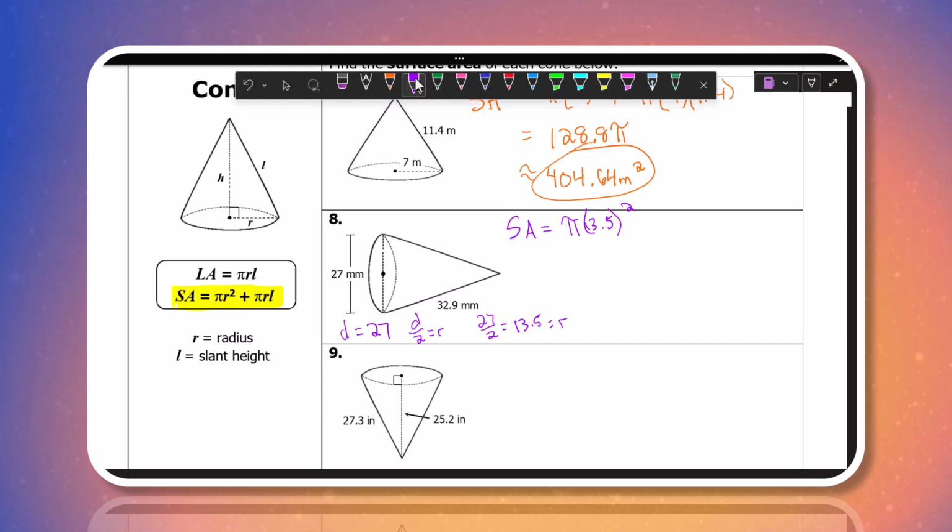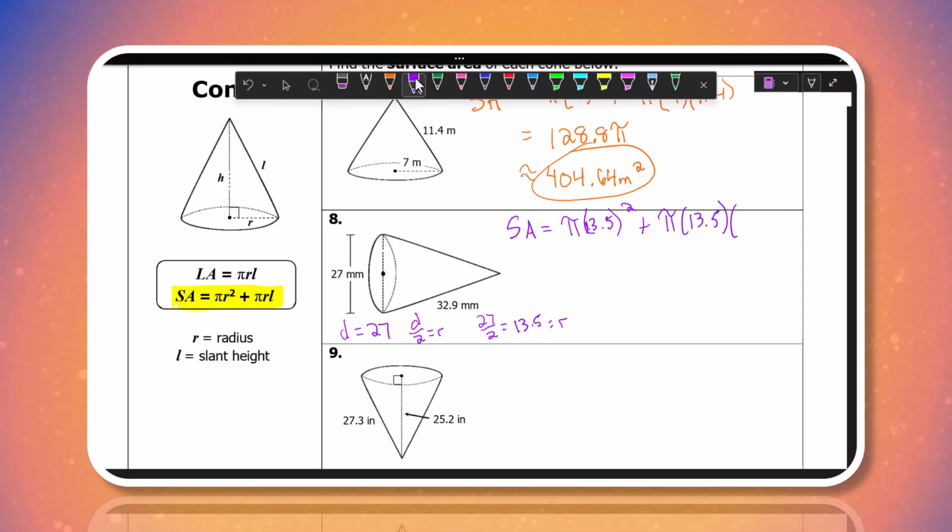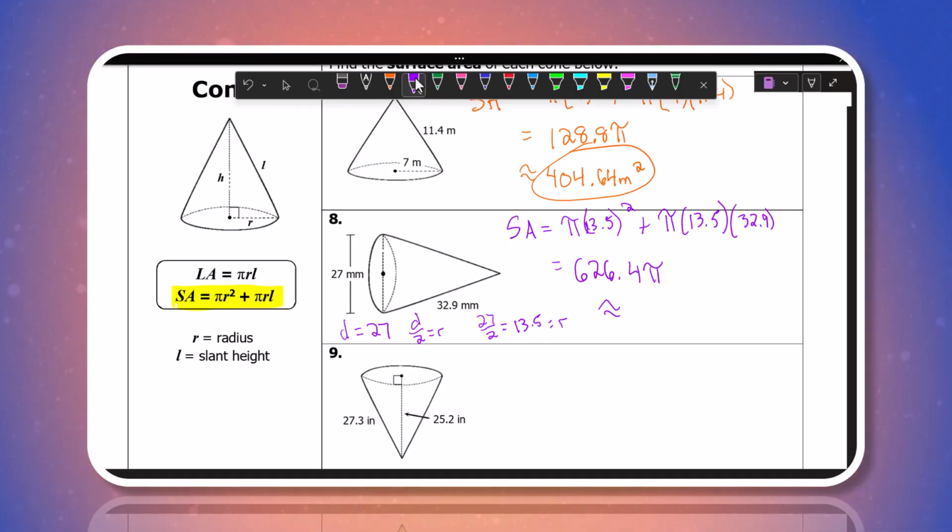So pi r squared is pi times 13.5 squared plus pi times that radius again, 13.5, but now times our slant height, which is the 32.9. Throw it all in our calculator. Before we multiply by pi, it's 626.4 pi. Then we multiply by pi to get our decimal approximation. We get 1,967.89 millimeters squared.